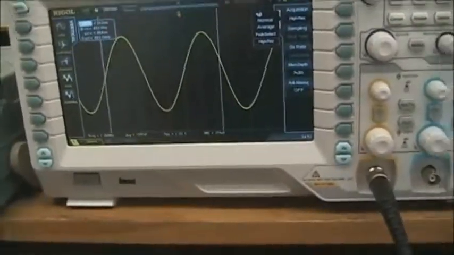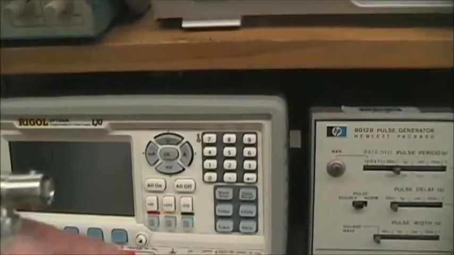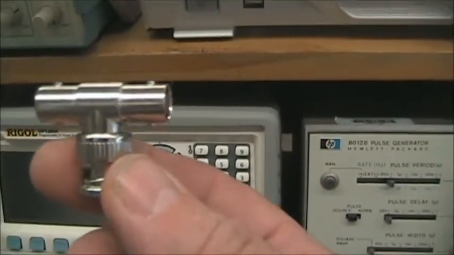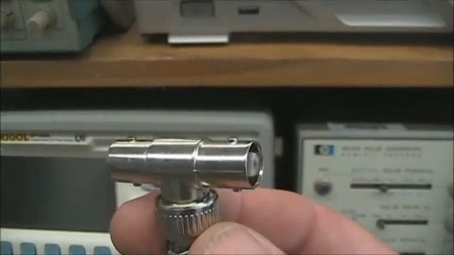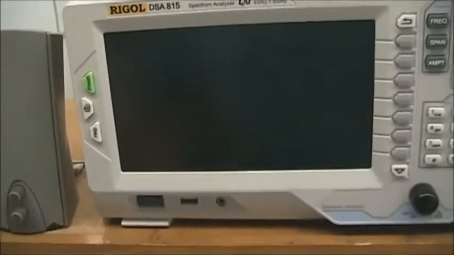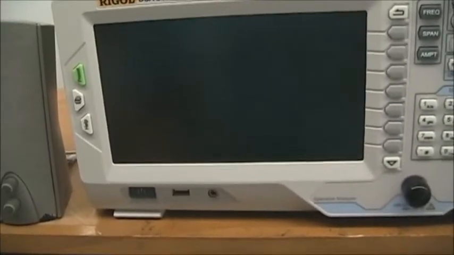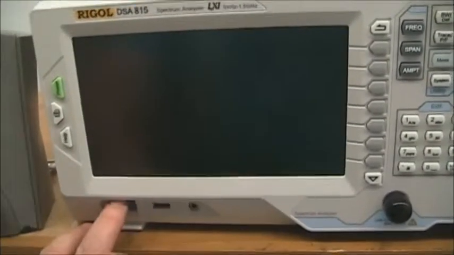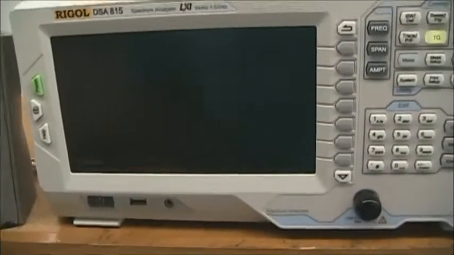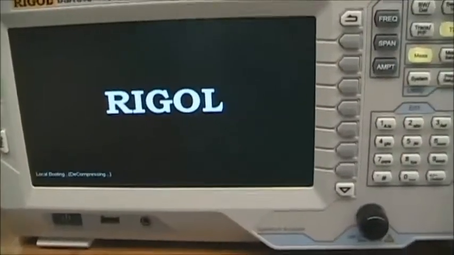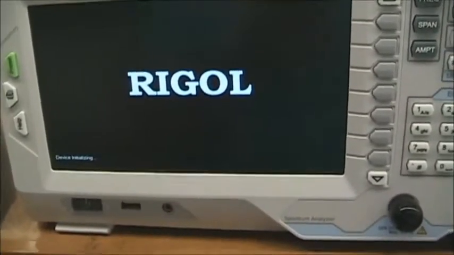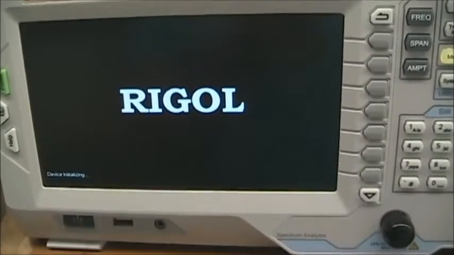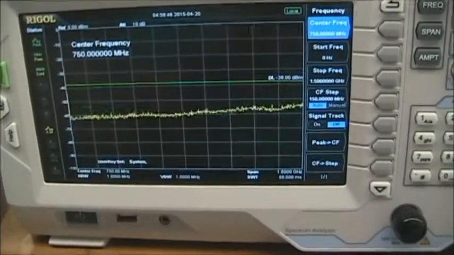Now, in order to view the signal, we're going to use a BNC T. The BNC T allows us to look at the signal with the spectrum analyzer and the scope at the same time. So now we are ready to power on our spectrum analyzer. So simply push the button and it will go through its startup mode. This is very straightforward, just like a scope. It's checking internally for its calibration points and the rest.